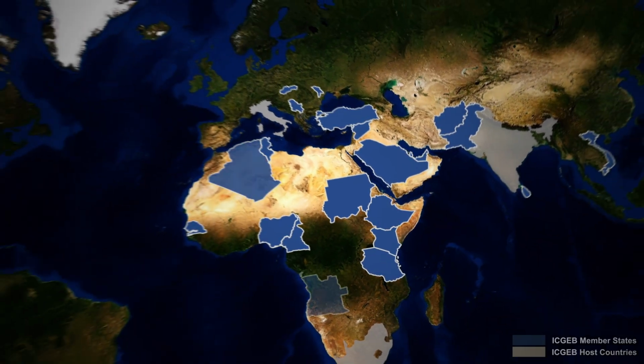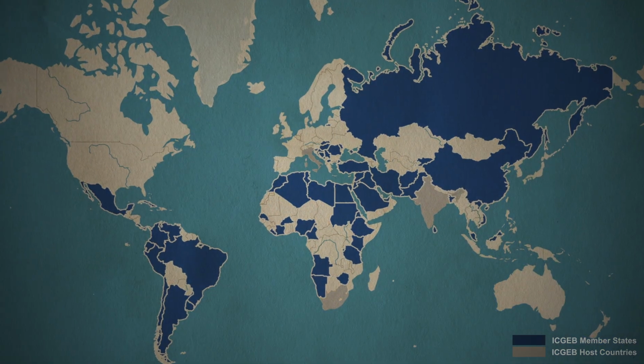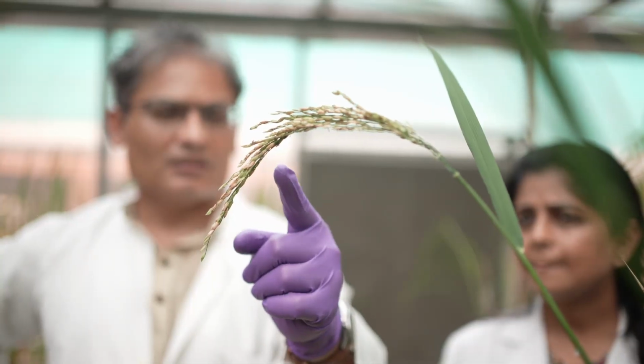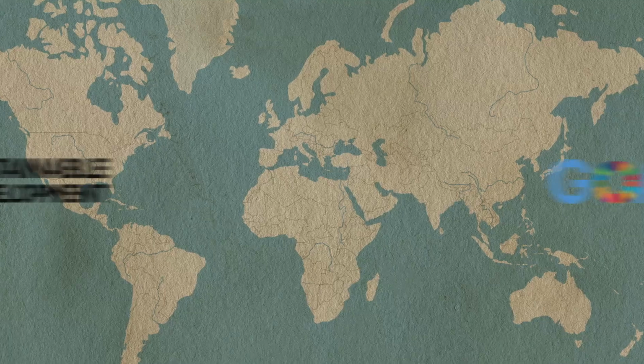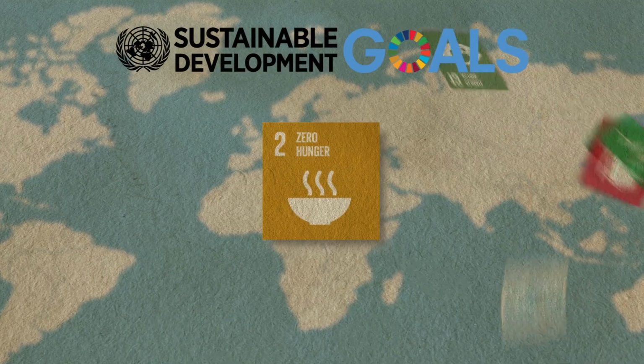ICGEB is an international network of over 60 countries, including 3 main components: Italy, India and South Africa. Here we emphasize research, the outcome of which helps society at a larger scale. In this project, we are trying to increase crop productivity, and that's why it is in line with SDG number 2 of the United Nations, which is zero hunger.